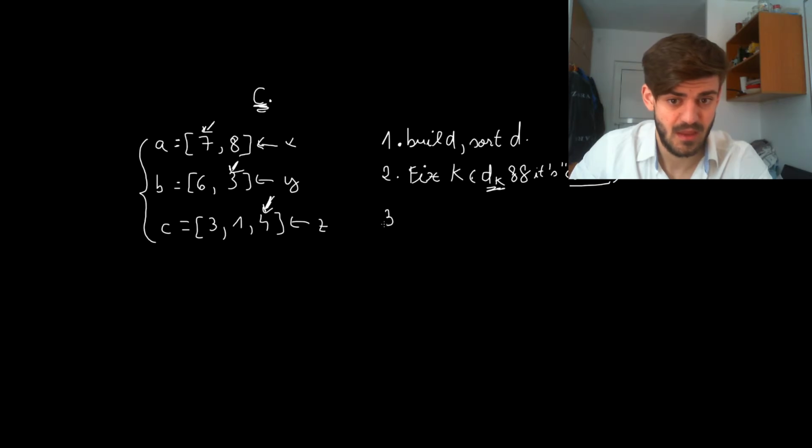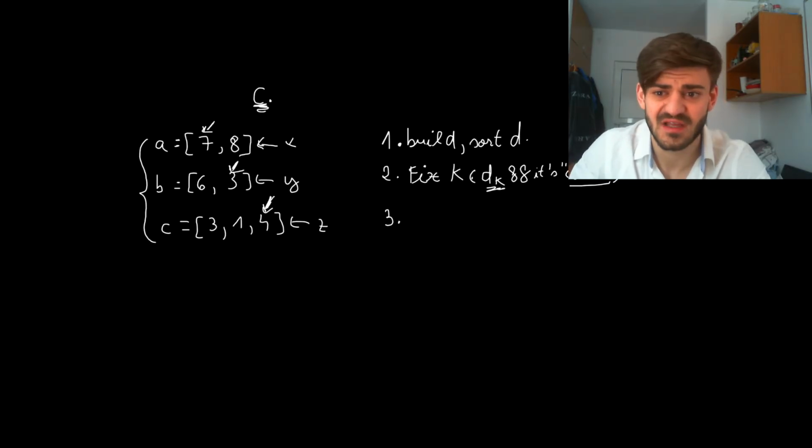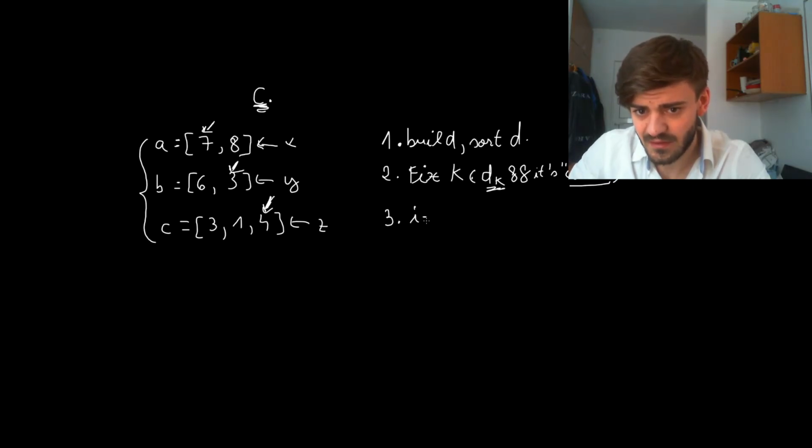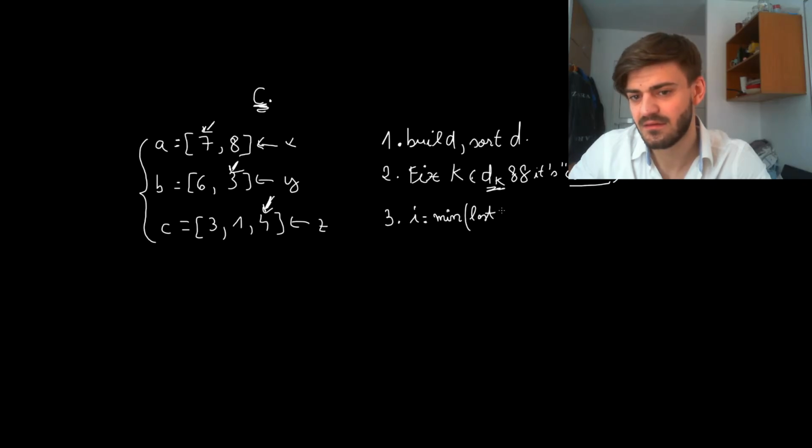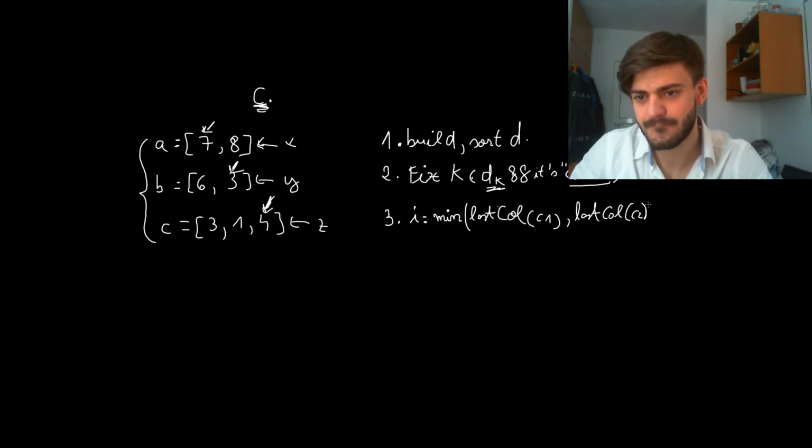Then find the 2 missing colors from those 3. So if this is 3, find the first thing colored in 1 to the left and the first thing colored in 2 to the left, and take the minimum. So that position I is the minimum between the last color of the other one, C1, which is missing, and the last color of the other one missing, C2. Great, awesome. I know K, I know I.